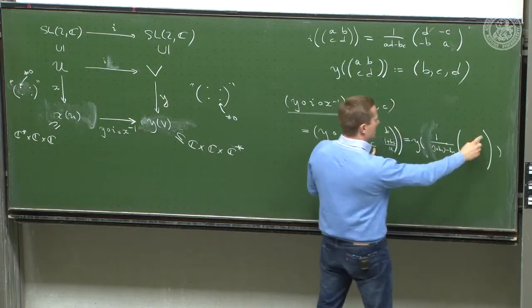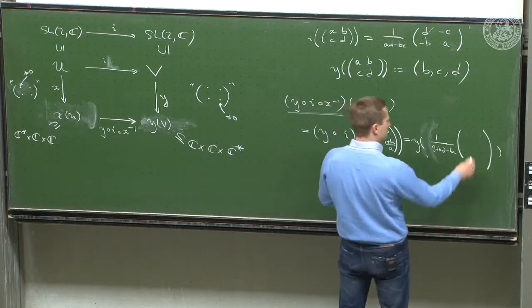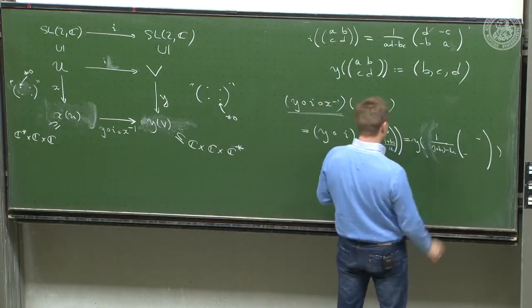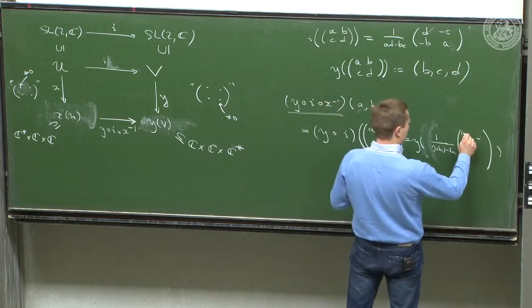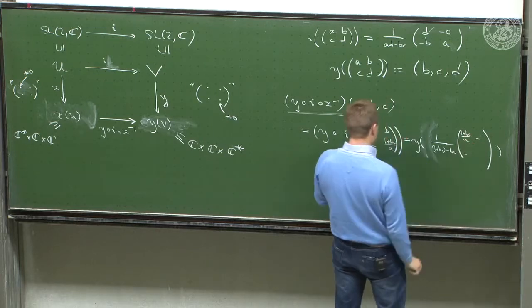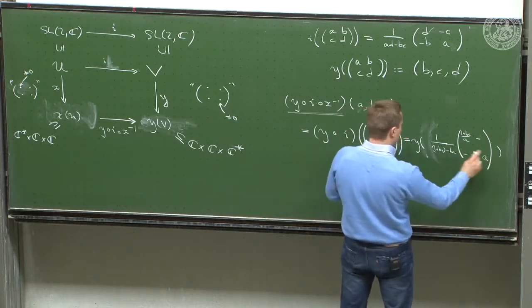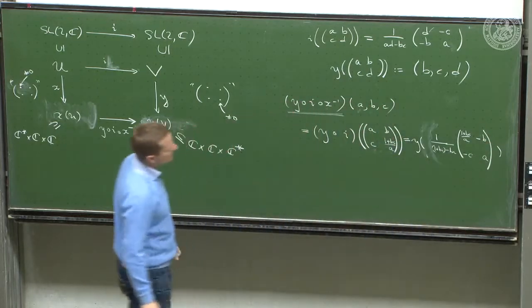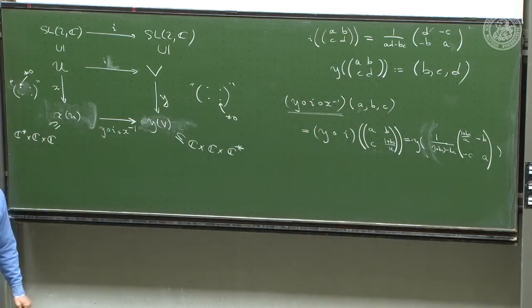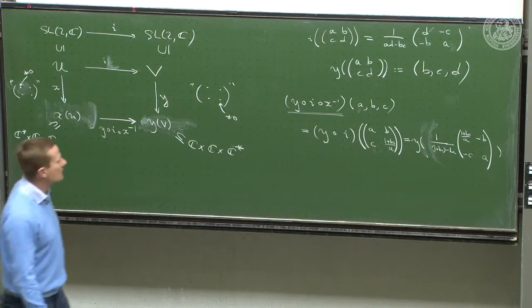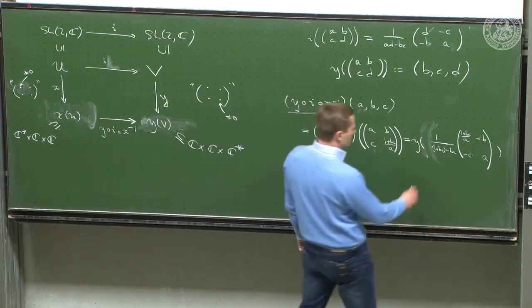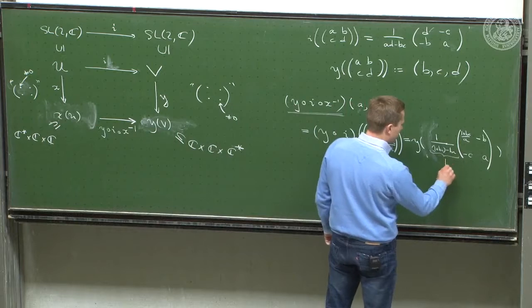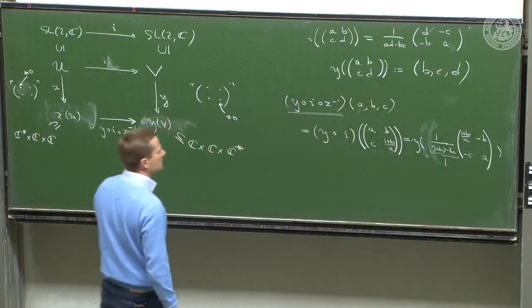Times, and now come these entries. It's the inverse, so it puts minuses here. It puts this guy up here, 1 plus BC over A. It takes this guy down here, and it takes the B here and the C there. Agree? That's what the inverse map does. Now, of course, we can simplify this a little because this factor in front here is certainly 1.